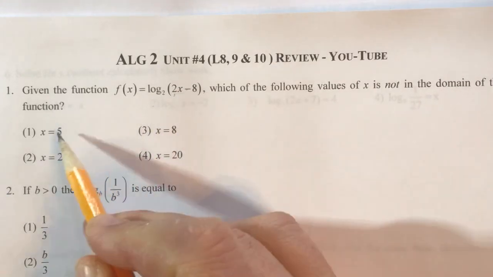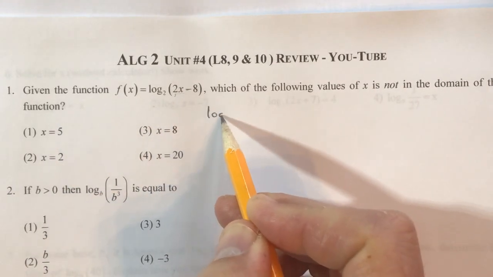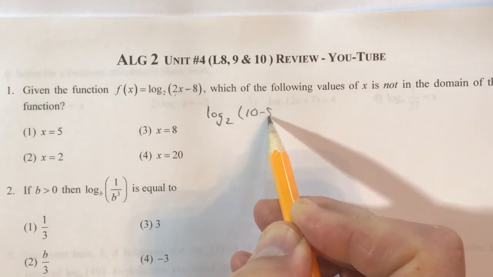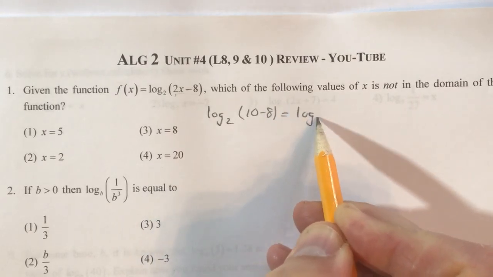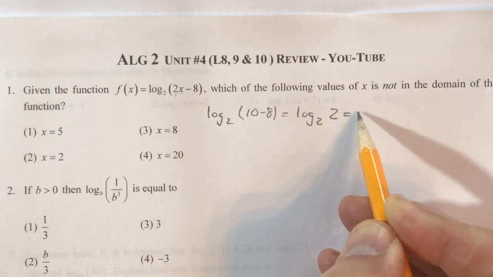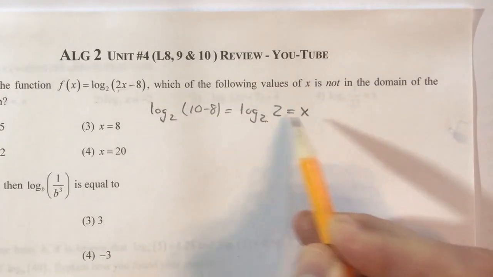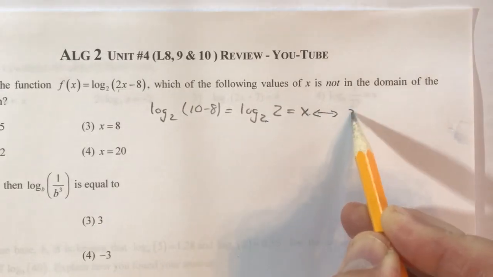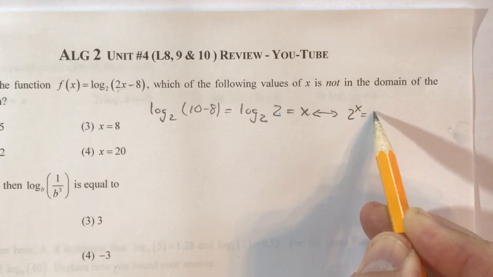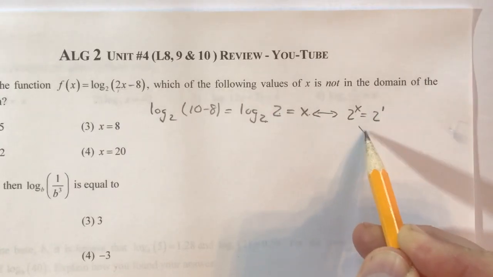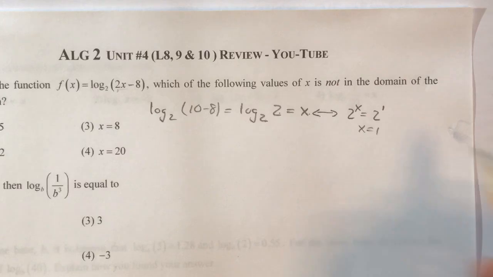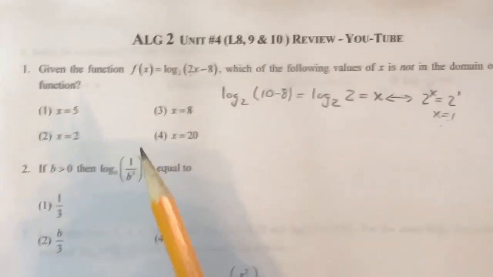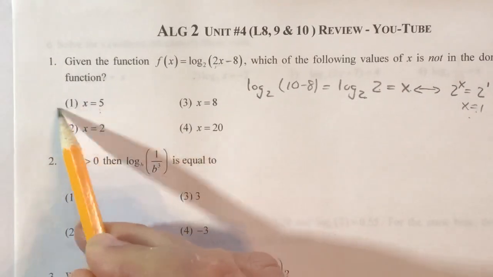So let's just try the first option. Let's put 5 in there. What's log base 2 of 10 minus 8? So that'd be log base 2 of 2. What does that equal to? So I don't know if you remember this, but there's the base. We switch it to an exponential. We say 2 to the x power is equal to 2. Well, that's 2 to the first power, so x would be 1. Now, I did that just as a little review. The whole point is, I'm going to get an output. So this input gives me an output. So this one is in the domain. That one works.